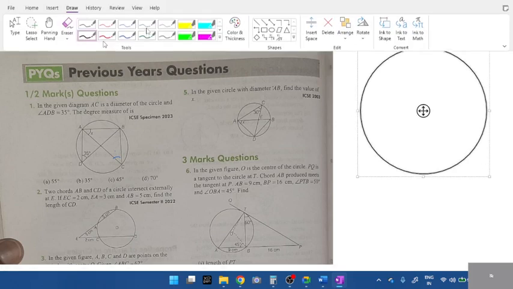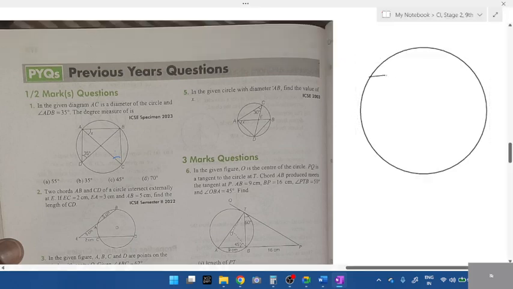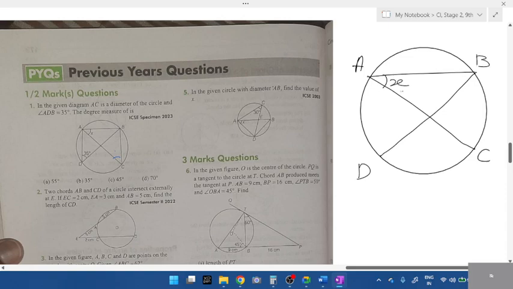All of you will concentrate. No parallel line is given, students. Parallel line is not given. Okay, center is not mentioned, but we know AC they have given. AC is the diameter. This is X, this is B, and here we have 35 degrees. There are no parallel lines given.